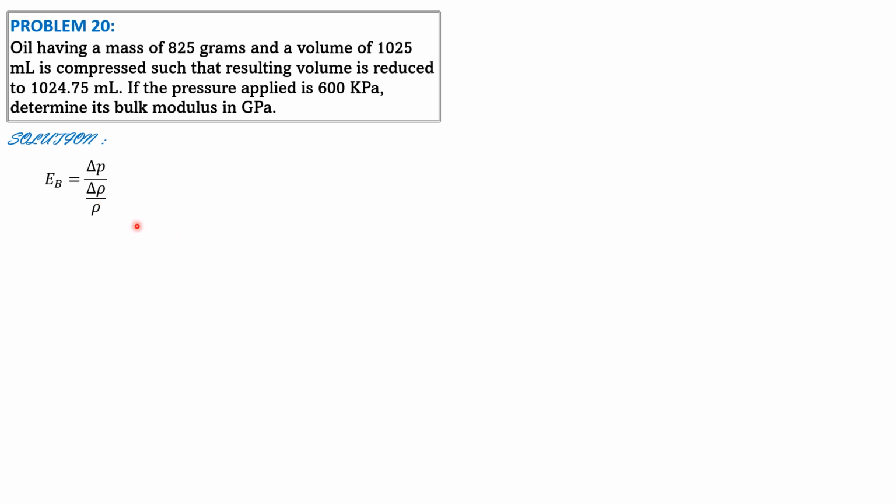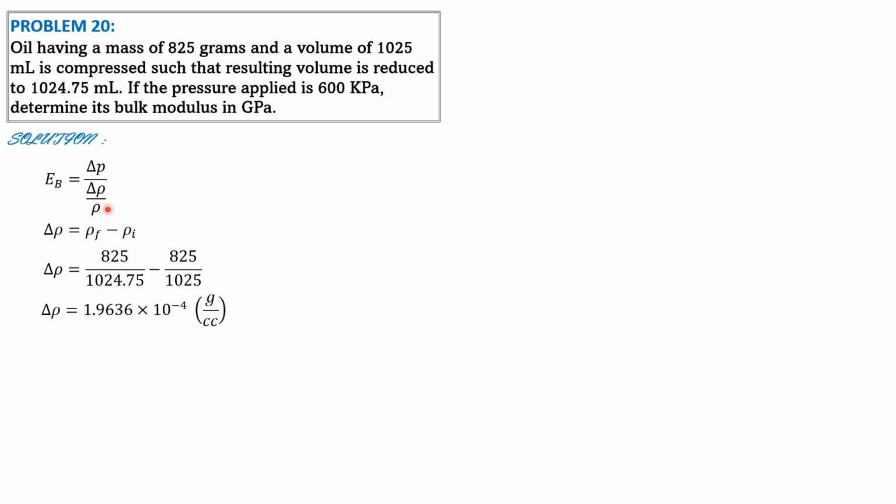So change in density is final density minus initial density, and density is mass over volume. So this is final density 825 over 1024.75 minus 825 over 1025. And the resulting change in density is in grams per milliliter or gram per cc. So change in density is 1.9636 times 10 to the negative 4 gram per cubic centimeter.